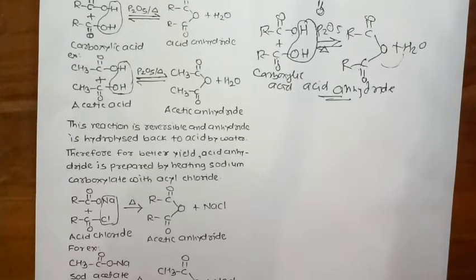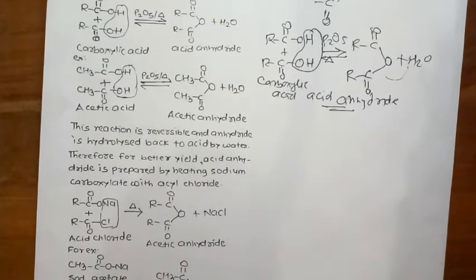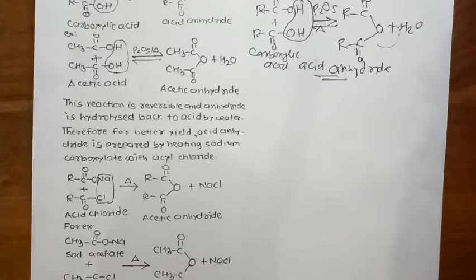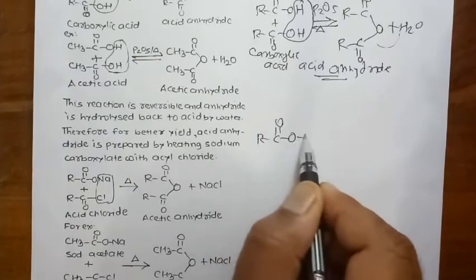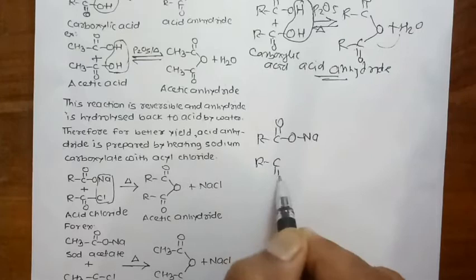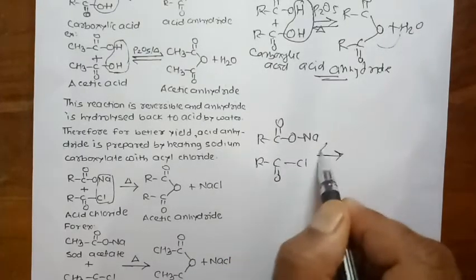Now this reaction is a reversible reaction, and the anhydride is hydrolyzed back to acid by water. Therefore, for better yield, acid anhydride is prepared by heating the sodium salt of carboxylic acid with acyl chlorides. Here it means that the sodium salt of carboxylic acid, RC double bond ONa, is heated with RC double bond OCl, which is acid chloride. It is not a reversible reaction.